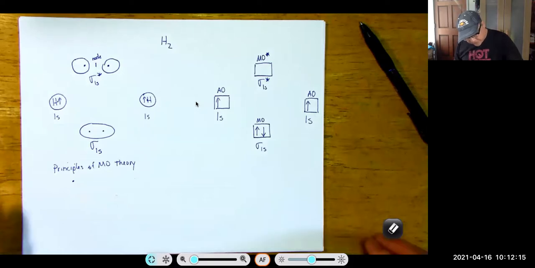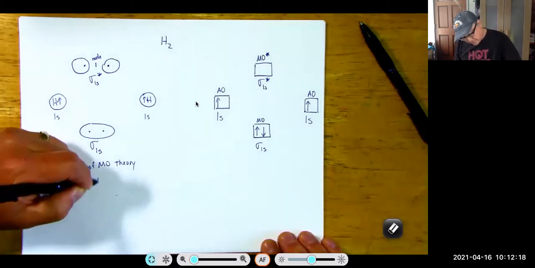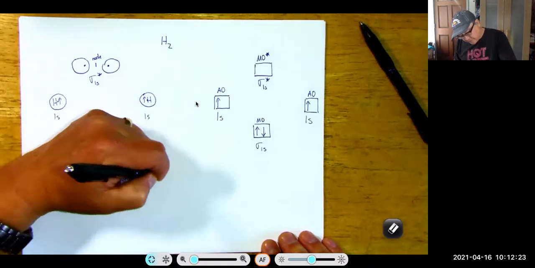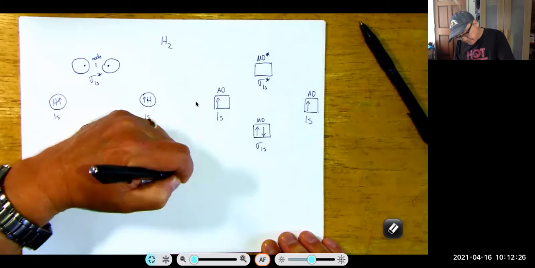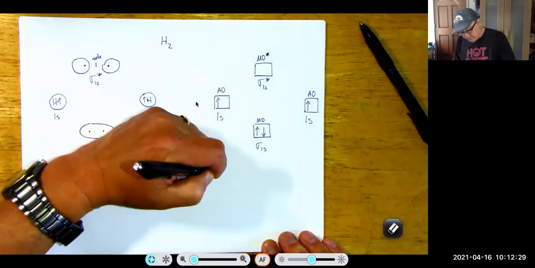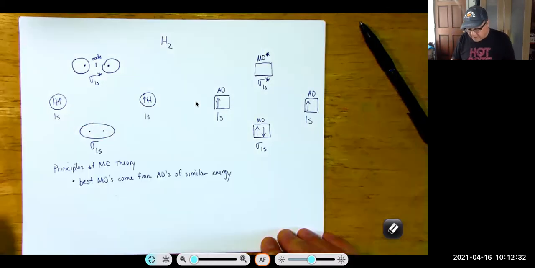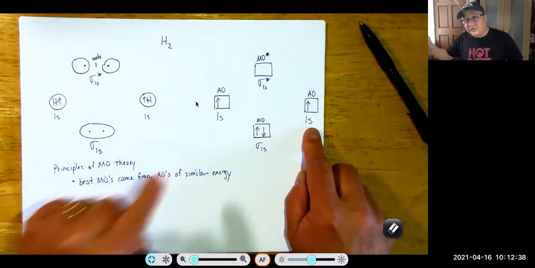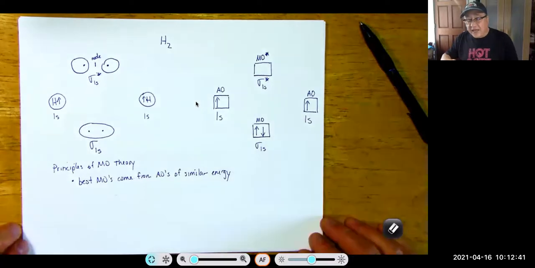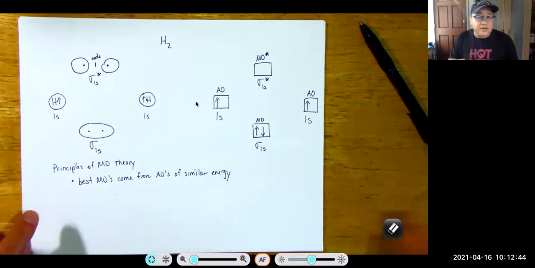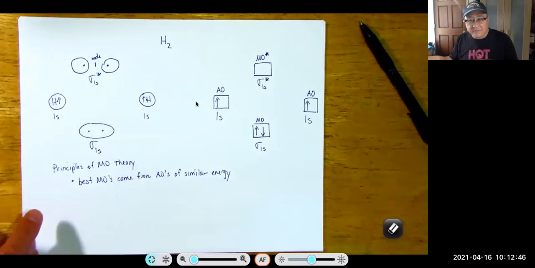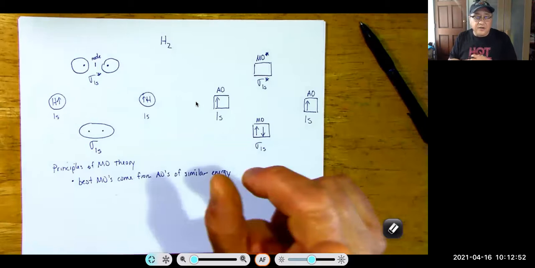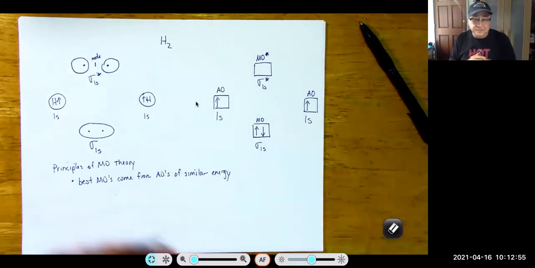So the best MOs come from AOs of similar energy. So what am I talking about here? 1s and 1s, not a 1s and a 2s, a 1s from one atom and a 1s from the other atom. Not a 1s and a 2p. Not even a 2s from one atom and a 2p from another atom. I mean, they're both in the second period, right? But no. Second period's not enough. You want them from the same period and the same subshell.